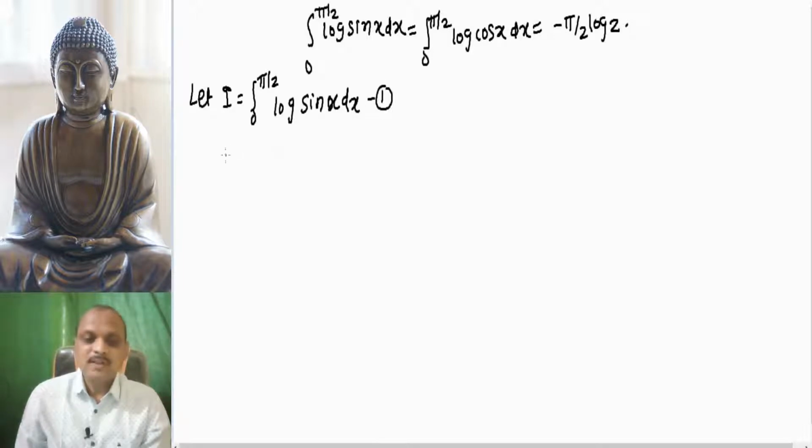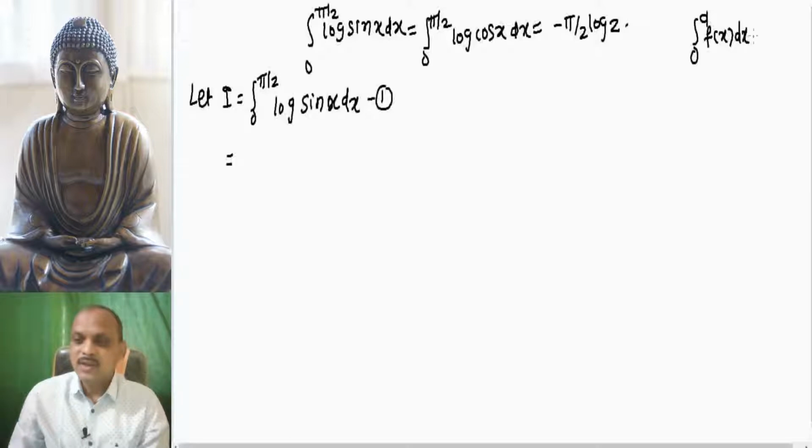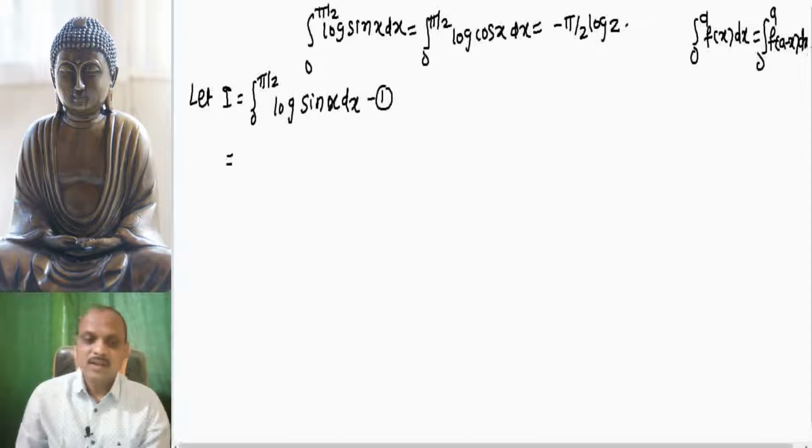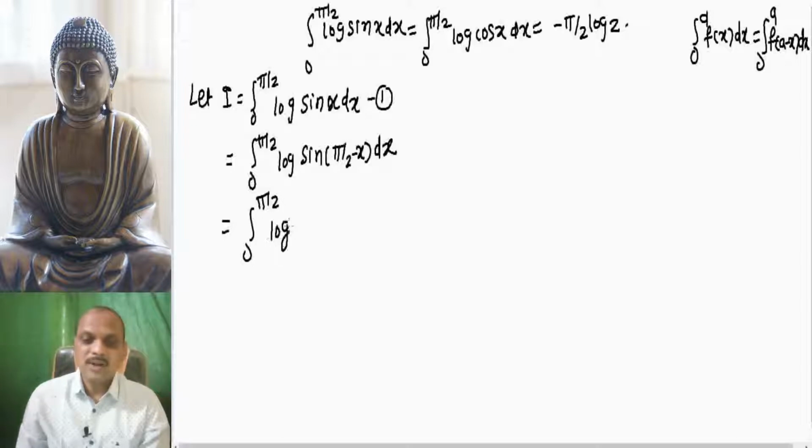Now we apply property 4, that is, the integral from 0 to a of f of x dx equals the integral from 0 to a of f of a minus x dx. So this gives us the integral from 0 to pi by 2 of log of sin of pi by 2 minus x dx, and we know that sin of pi by 2 minus x is cos x, so this is the integral of log cos x dx. This is our I. Let us call it equation number 2.